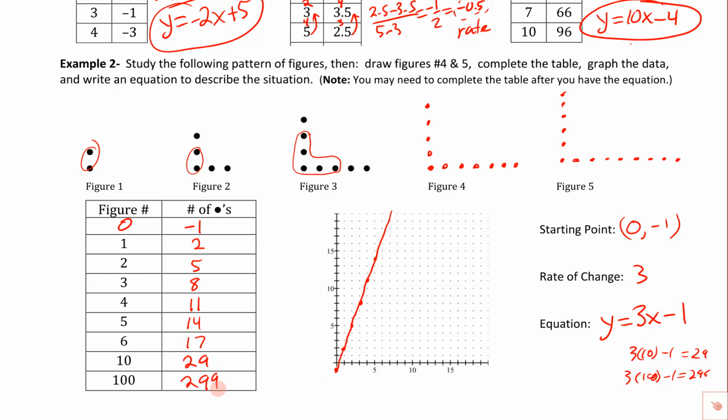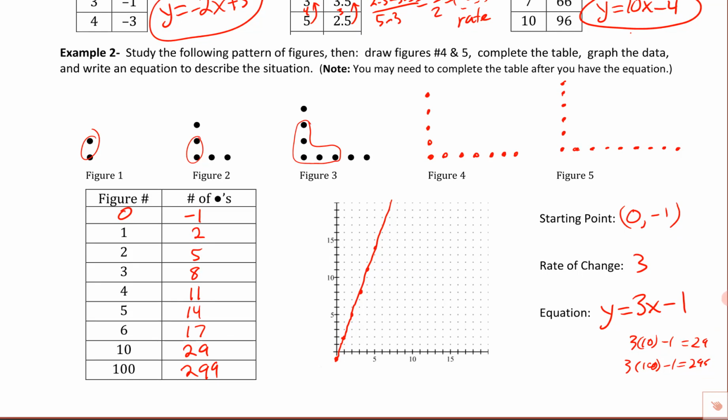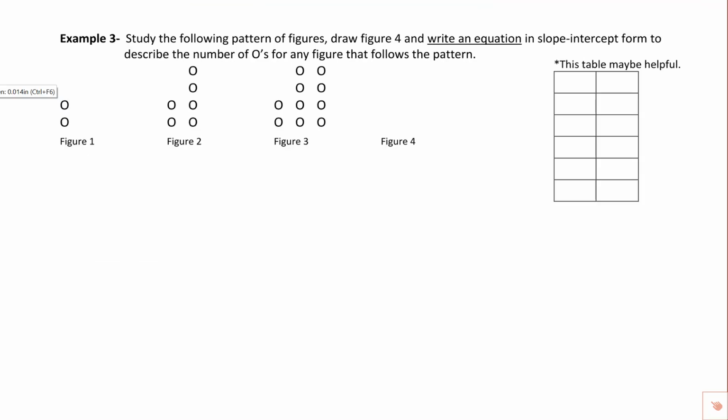So let's make sure that we've done everything here. We've drawn the figures, we've completed the table, we've graphed the data, and we've written an equation to describe that situation. So we're going to flip over to the other side and we're going to do one more. So I flipped over to the other side. We're going to do this last example, example 3.